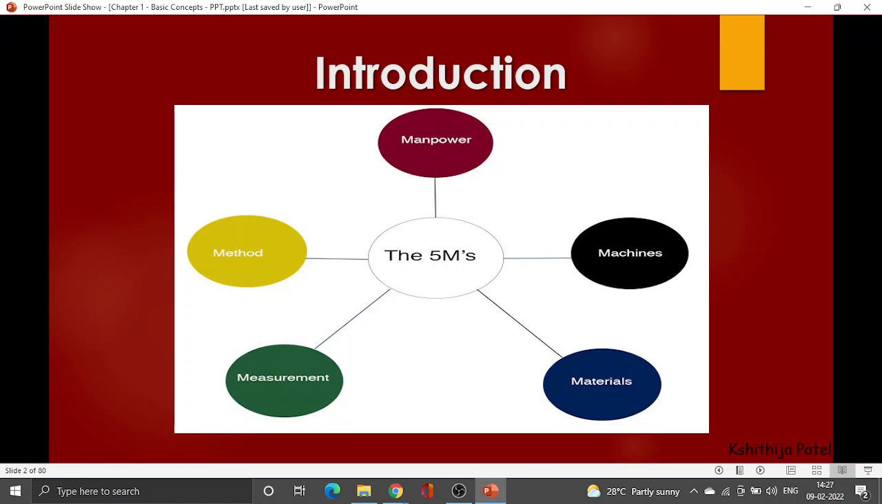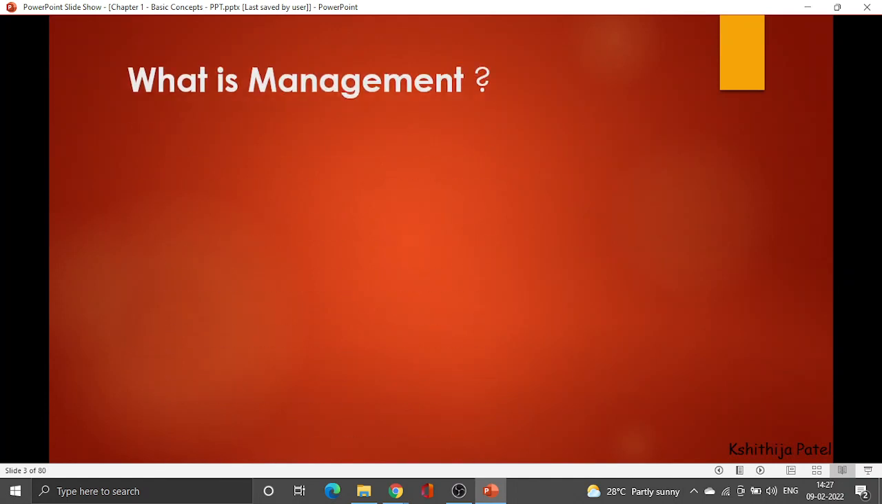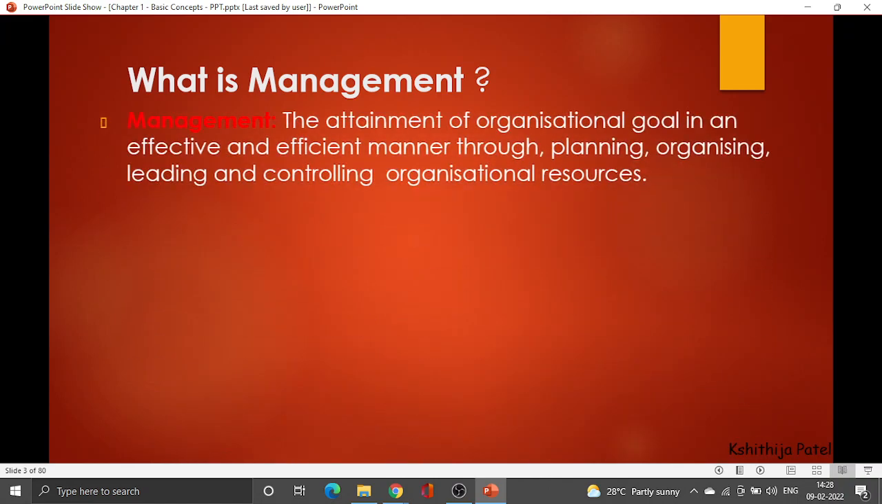So, if I have to put it in very simple words, management is the attainment of organizational goals in an efficient and effective manner. And this efficiency and effectiveness, we attain through planning, organizing, leading, and controlling organizational resources. Now the question might arise as to what this management is all about. This particular word management definitely is not an easy term to define.